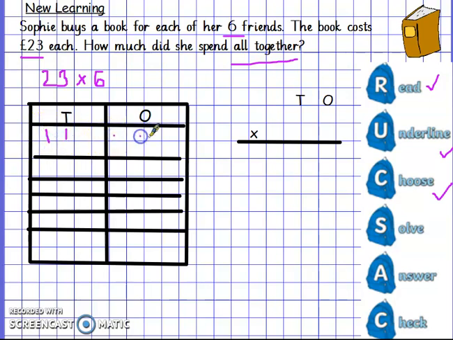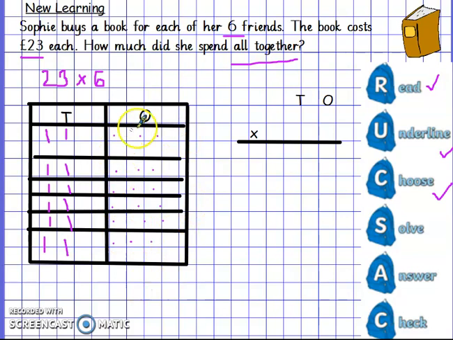23. 2 lots of 23. 3 lots of 23. 4 lots of 23. 5 lots of 23, 6 lots of 23. Right, let's work it out together.